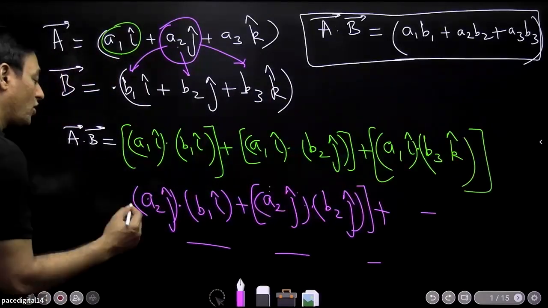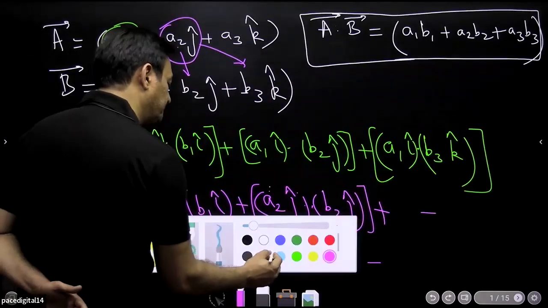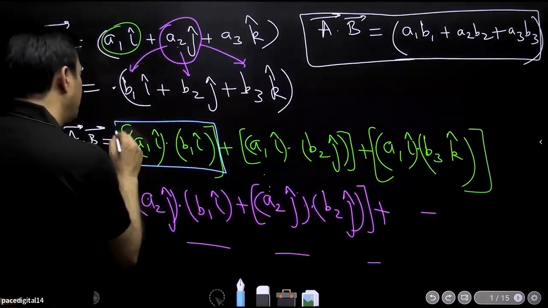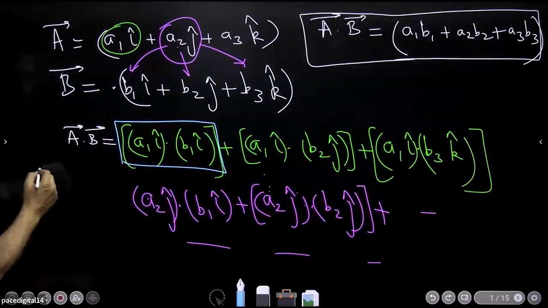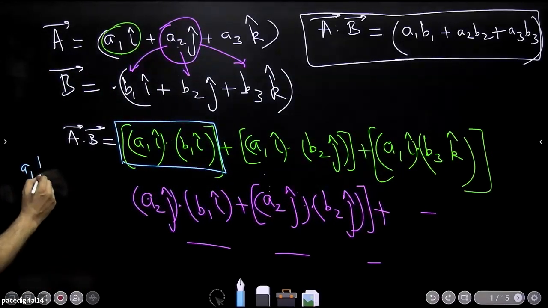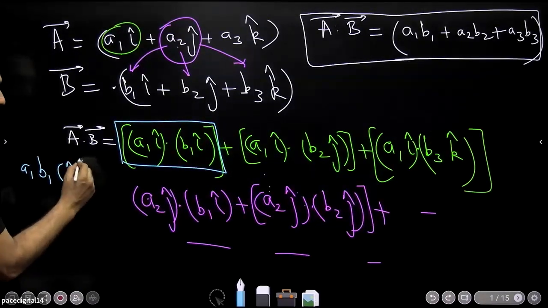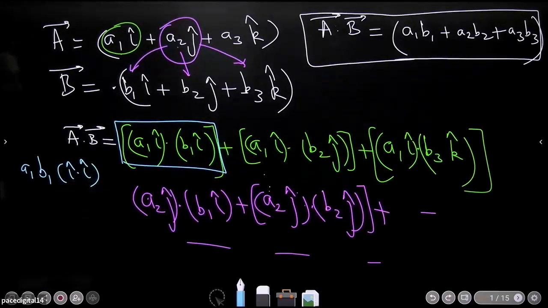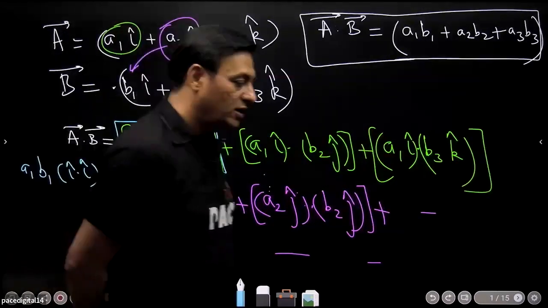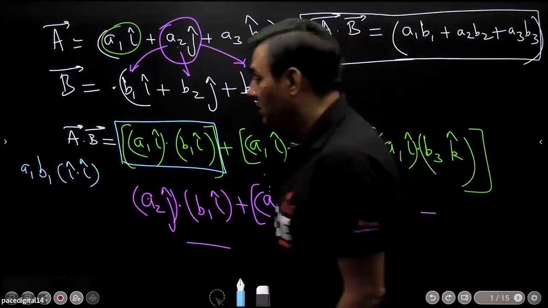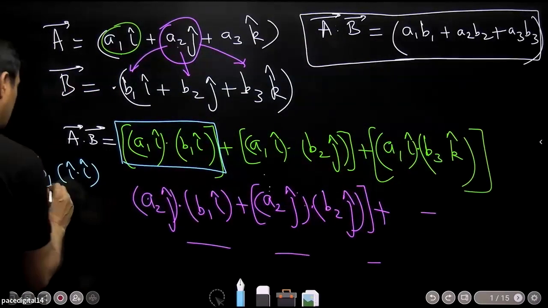Now, just observe this term. This will be A1 B1 I dot I. Can anyone tell me what is I dot I? It is 1 into cos 0. Cos 0 is 1, so it will be 1. So A1 B1 is left.